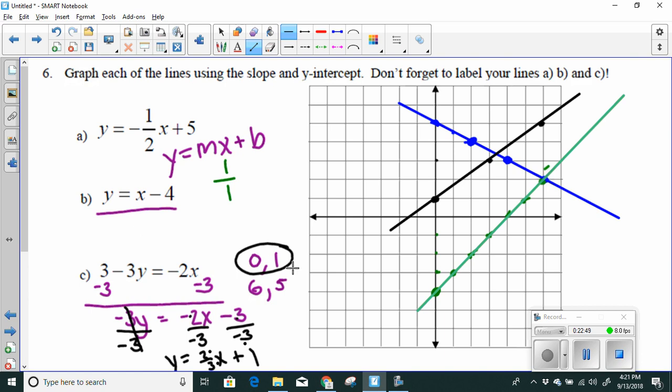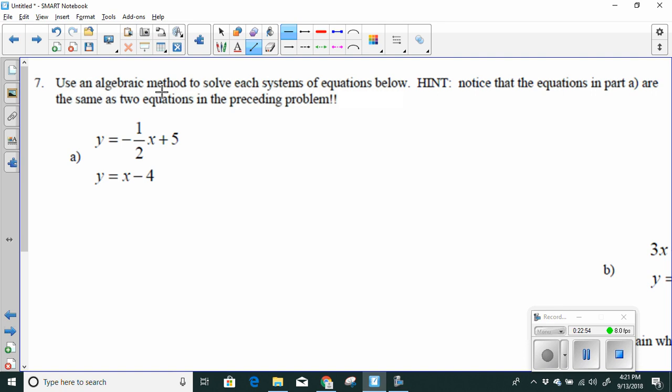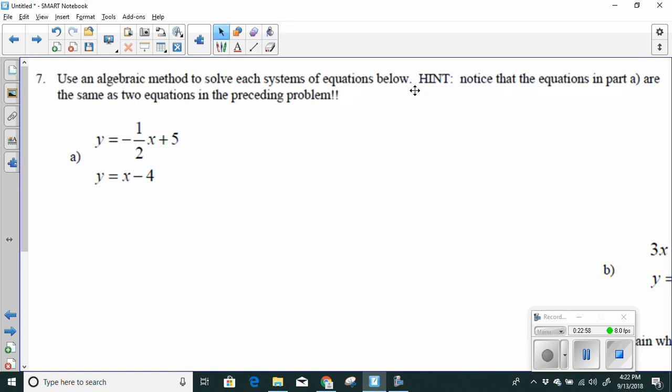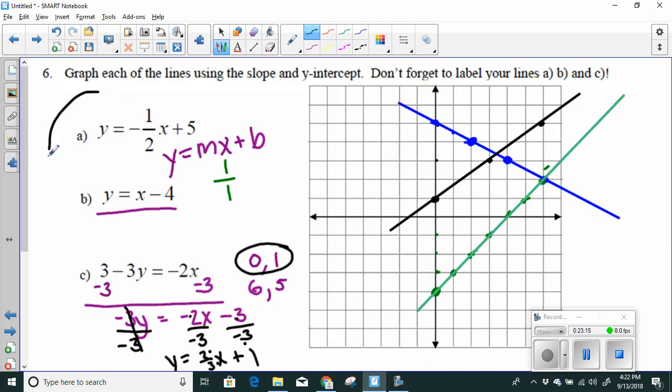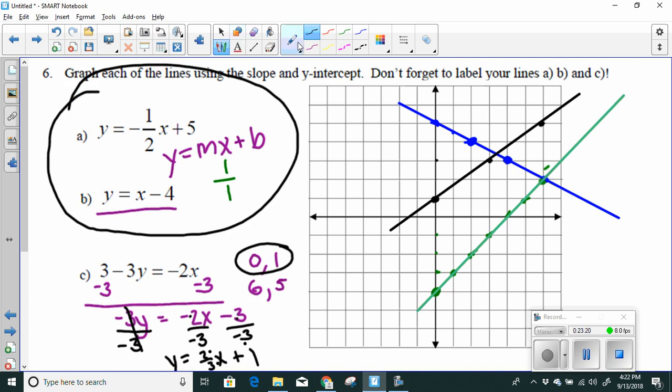All right, let's move on to our second to last question. Question 7 said, use an algebraic method to solve systems of equations. And then it gave us a hint. It said, notice that the equations in part A are the same as two equations in the preceding problem. So looking at these two equations, negative 1/2 x plus 5 and x minus 4, oh my gosh, it's these two equations.